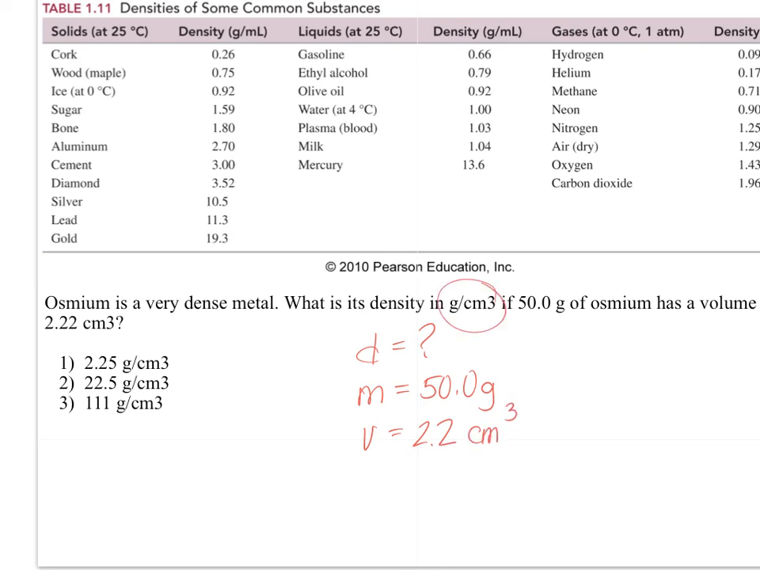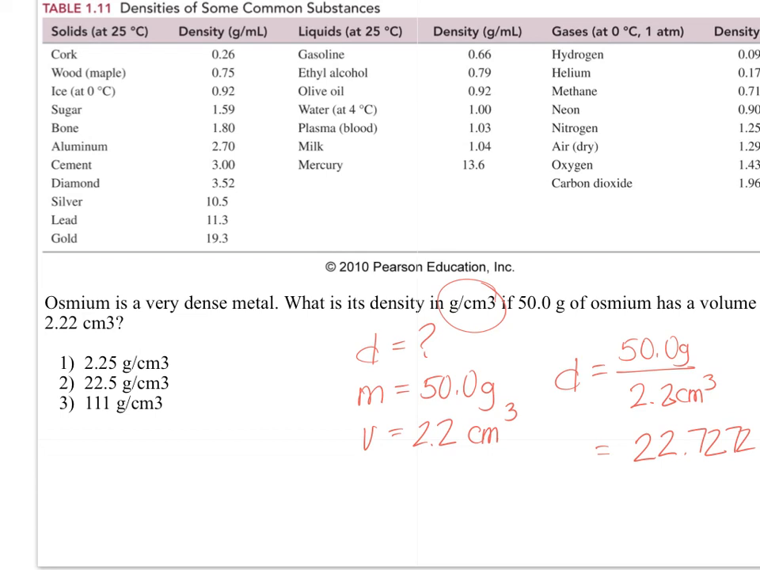Oh, and look how nice I was. The problem gives you mass in grams, volume in cubic centimeters, and that just happens to be what I'm looking for. So this one should be pretty simple, plug and play. My mass is 50 grams, my volume is 2.2 cubic centimeters. So when I plug that in my calculator, I get a density of 22.727272, it runs off the page.